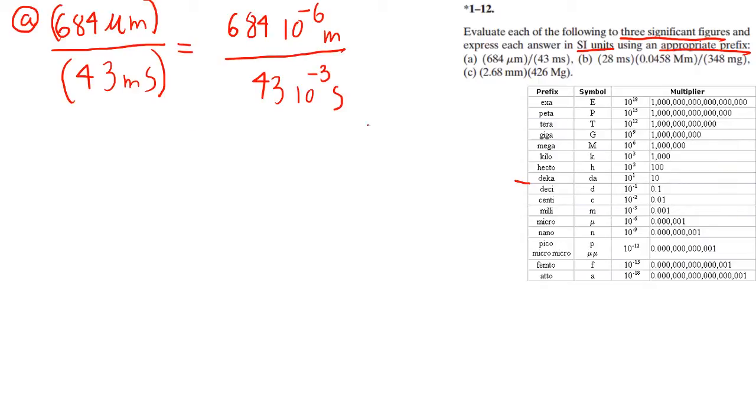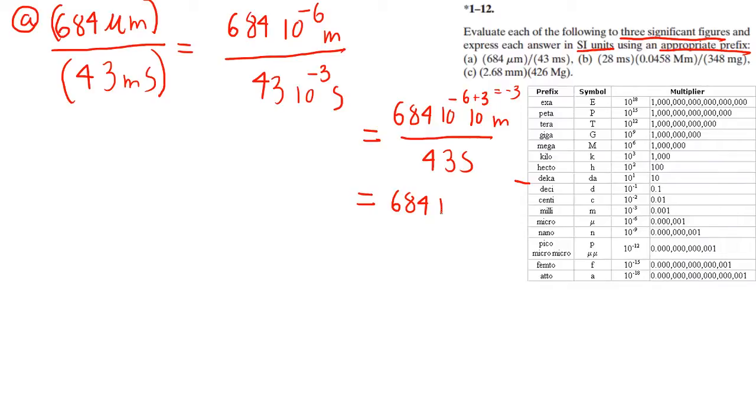So let me actually write this out one more time so you can really see it. So 684. Then we have our 10 to the negative 6. Then we have our 10 to the third. And then we have our meter. Then the bottom we have our 43 seconds. And now these guys, they're multiplying each other. And powers, when they're multiplying, add. So negative 6 plus 3 equals negative 3. So what we're going to have on the top here, this is so sloppy, I apologize, 684 and then 10 to the negative third meters over our 43 seconds.